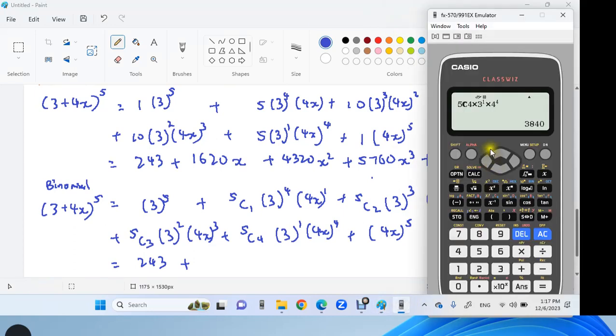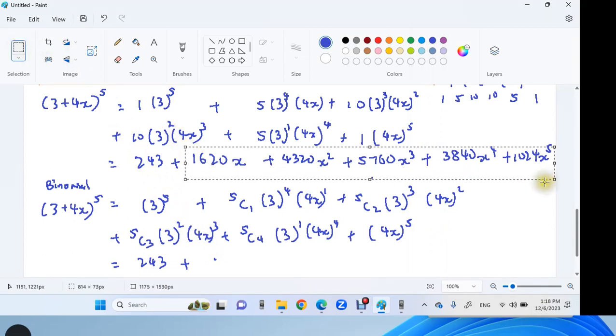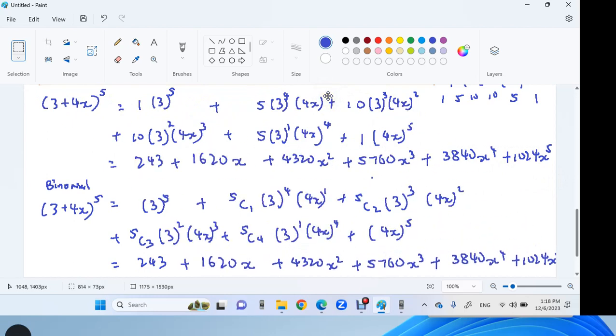3840. And this one, the last one actually is 5c5. 5c1, no need to write, and 3 power 0 also no need to write, and this is 4 power 5. Okay, just 4 power 5 is enough. Okay, so this one is exactly same with this one. Okay, same, the whole thing.